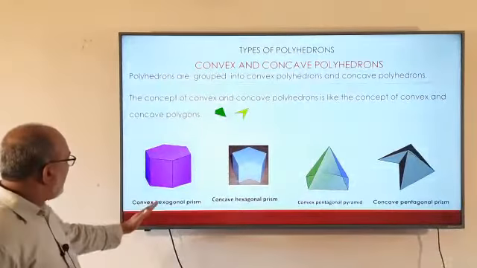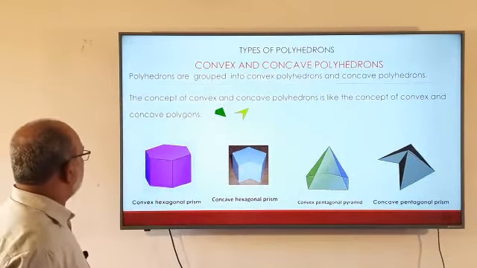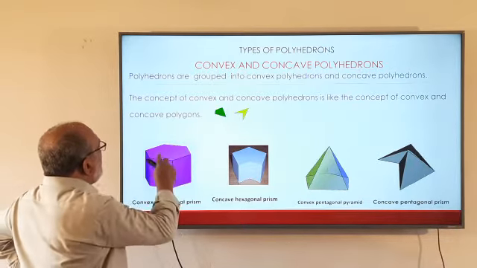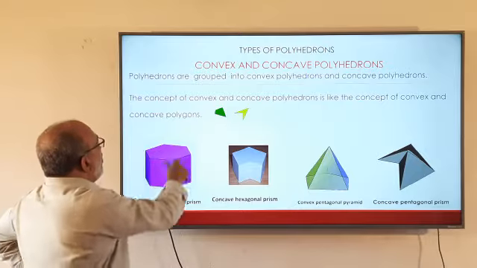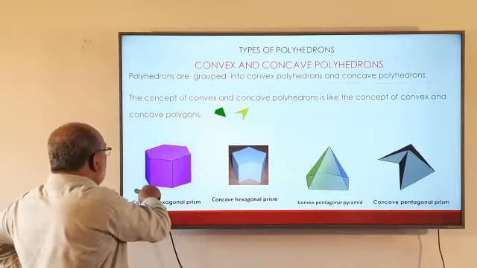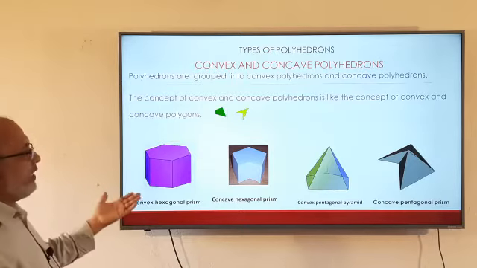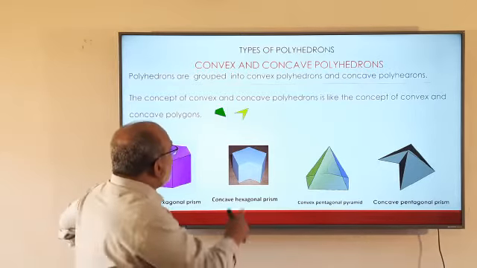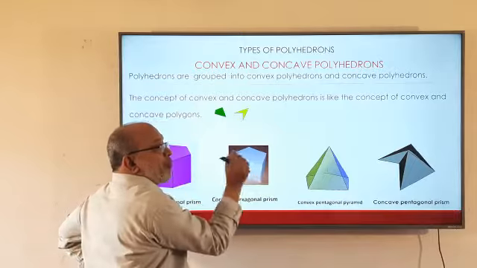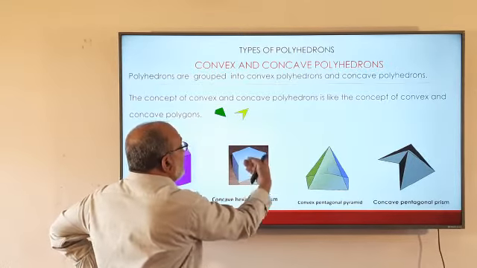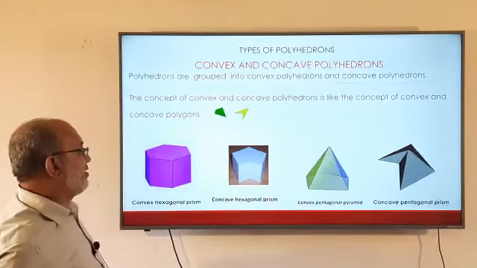Now these are the polyhedrons. This is a convex hexagonal prism. When we make a diagonal from this corner to the bottom corner, it will be on the surface or inside the polyhedron, not outside. But here you see, when I join two points and make a line segment from this point to this point, it will be outside the polyhedron.